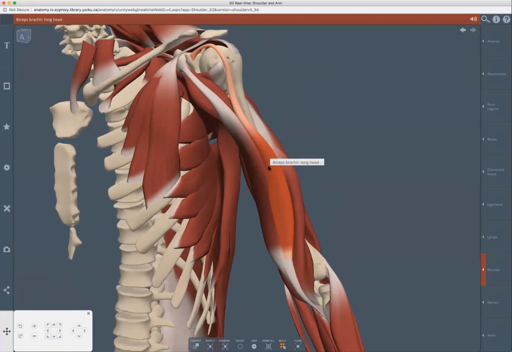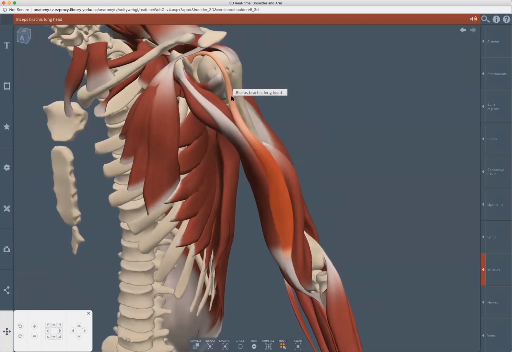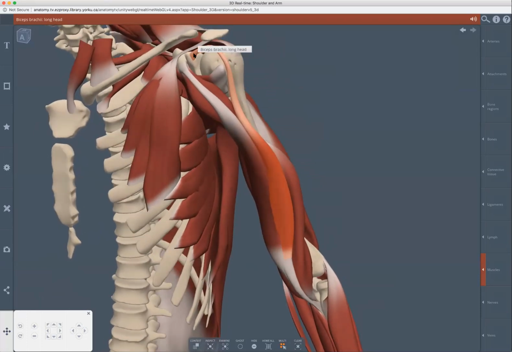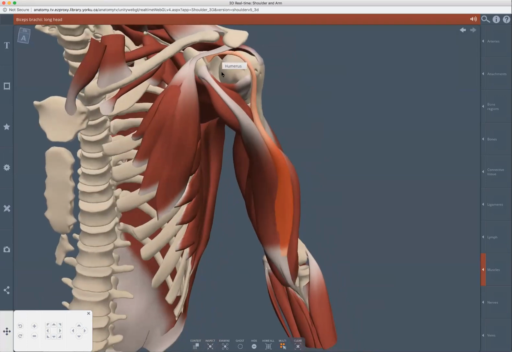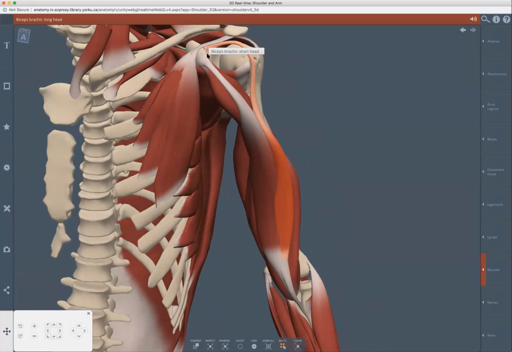So the reason it's the long head is because it actually starts way higher up here on the scapula. Okay, so what we're looking at here is there's your humeral head, and this is the glenoid fossa here on the scapula. And just above it, there's a little bony ridge called the supraglenoid tubercle, and that's where the long head of biceps brachii originates. And it's going to wrap over the head of the humerus, come down, and join together with the short head for the tendon of biceps brachii.